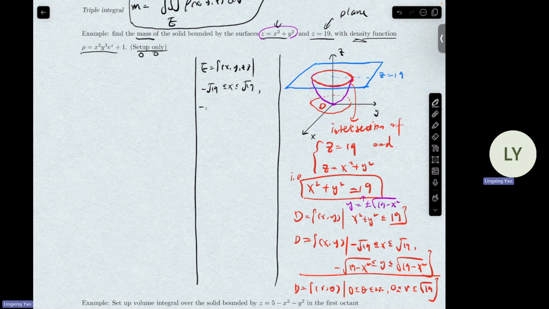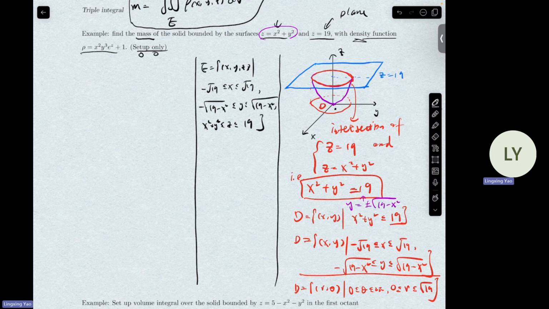Okay, so those are the x and the y, and after we choose x and y, you can imagine you would choose a point, stand there and shoot a laser upwards. The lower bound for the z will be on this paraboloid, which is x squared plus y squared, and the top bound will be 19.